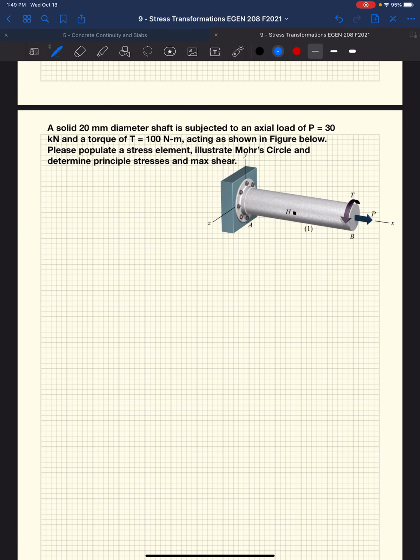All right. Kind of going back to that initial stress state problem we did, right, where we had two torques acting on a pipe, and then it had an axial load. In this case, we have a solid shaft that undergoes a point load, right, a tensile load of 30 kilonewtons and a torque of 100 newton meters. They're acting as shown, and we want to know what is the stress element, illustrate Mohr's circle, and determine what are the principal stresses and the max shear of this shaft, right? Because ultimately we would relate that back to the allowable stresses of that material and make sure that it was adequate.